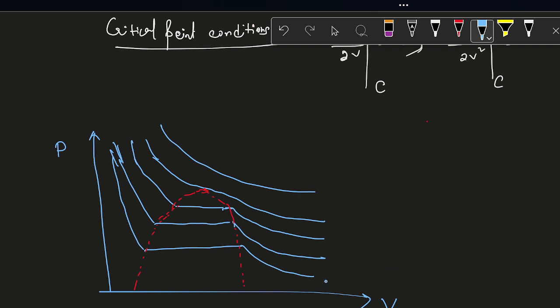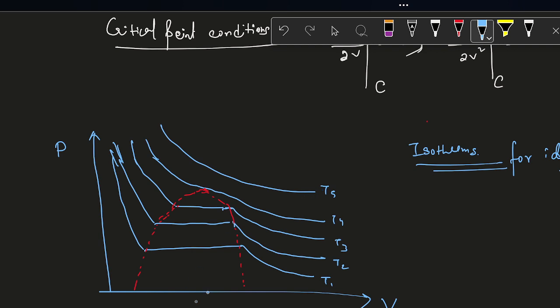All these have some constant temperature values, like let's say this is T1, this is T2, T3, T4, T5. These are called isotherms because all of these curves are made in P versus V, but they are drawn at a constant temperature. So they are called isotherms for ideal gas. Remember, this is for ideal gas, not van der Waals gas.